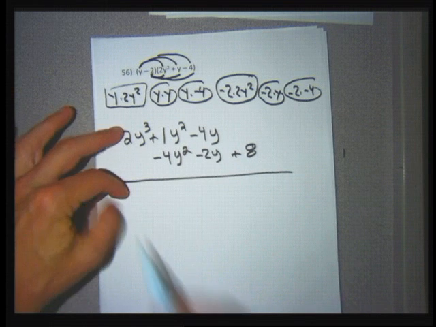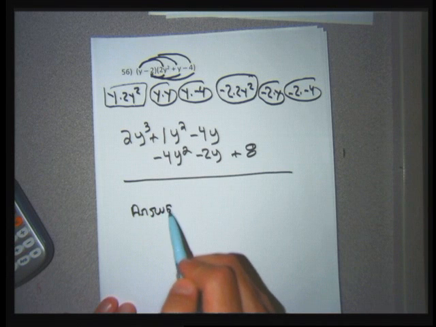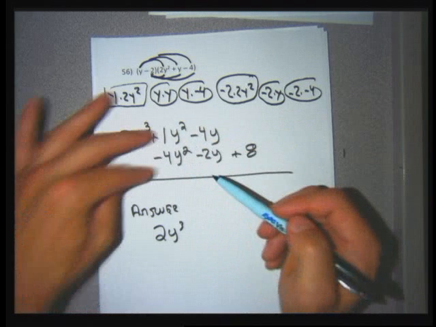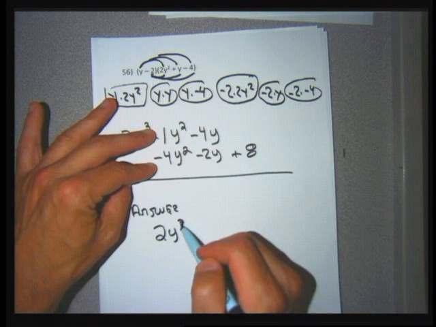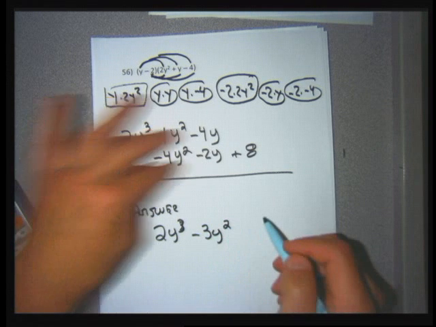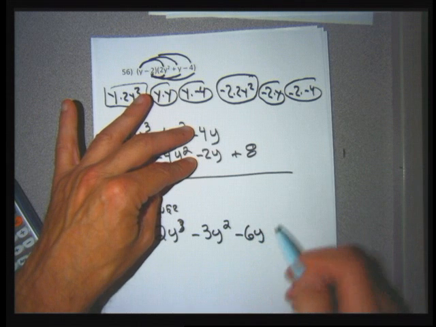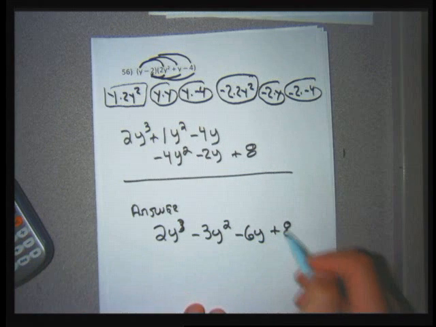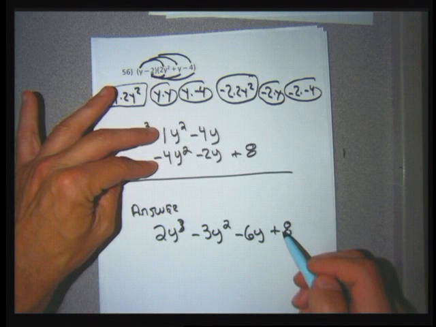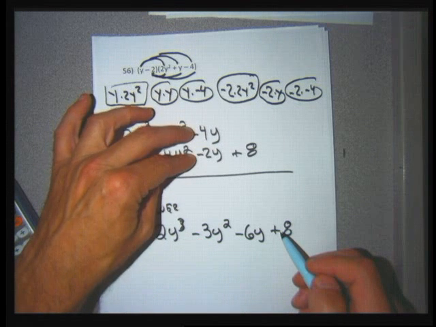2y cubed has nothing to combine with, so it's just going to be in my answer as a 2y cubed. For these y squared terms, the numbers in front have opposite signs, so I subtract to take the sign of the larger and get a negative 3y squared. For the y terms, the numbers are both negative, so I add them and keep them negative and get a negative 6y, and I bring down the 8. So the important part here, these numbers are of opposite signs. You subtract and take the sign of the larger, which gives me a negative 3 for the y squared. These numbers have the same signs. I add and keep the signs.